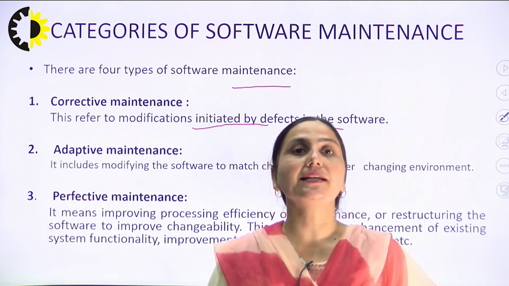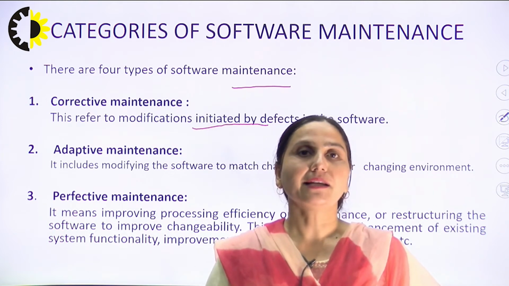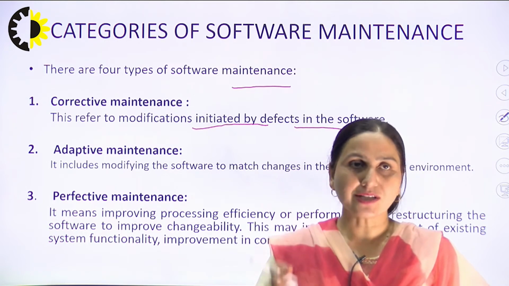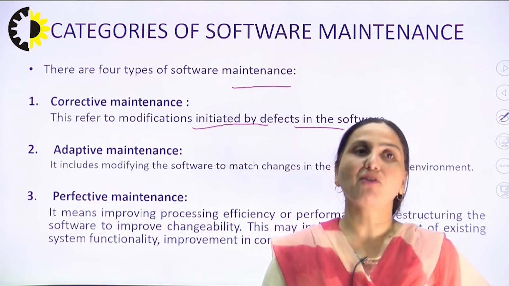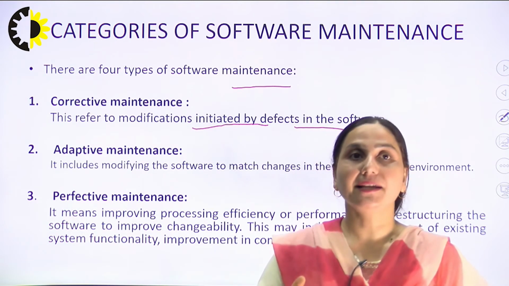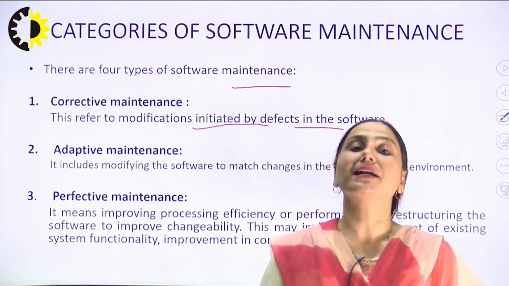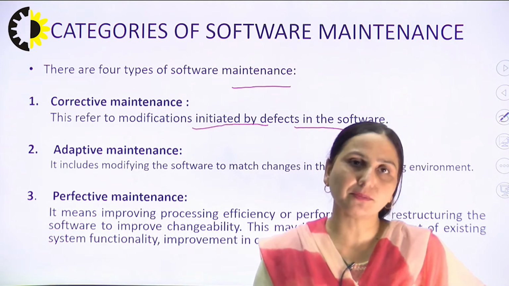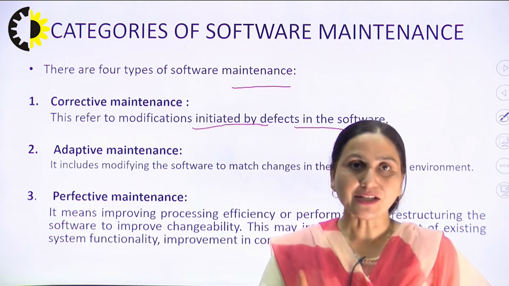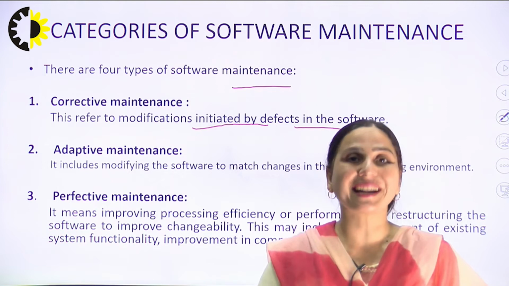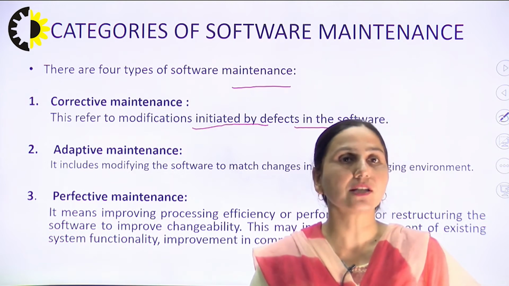That means correcting, right? If there is any particular issue in the code. So this type of maintenance refers to modifications initiated by defects in the software. If there are any defects in the software, how will we be able to remove them? That is only possible once we have corrective maintenance. We will actually be working to correct that particular fault or the defects in the software.